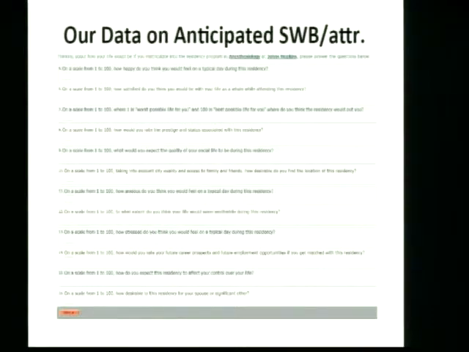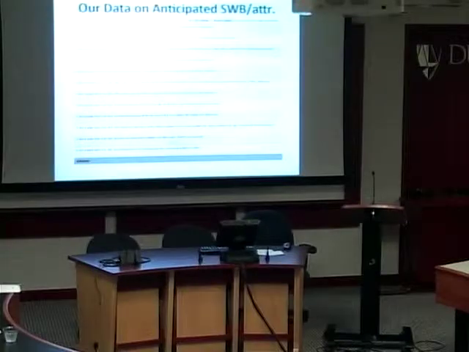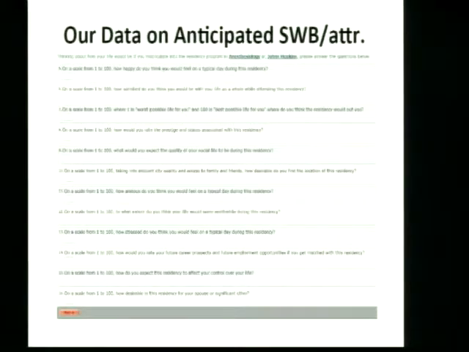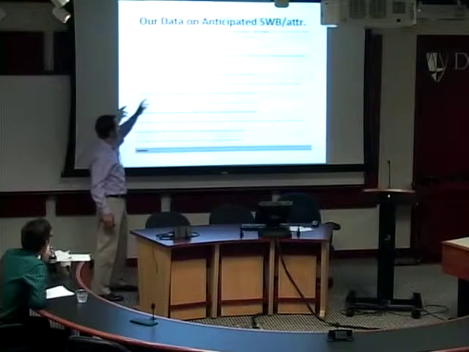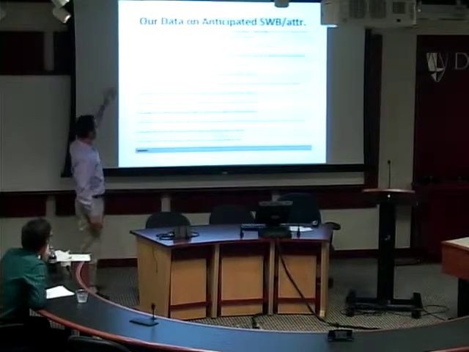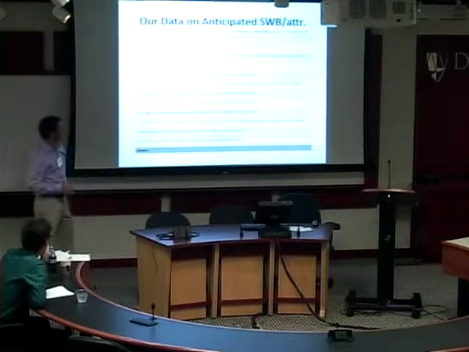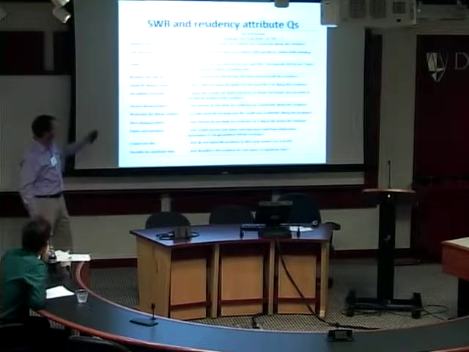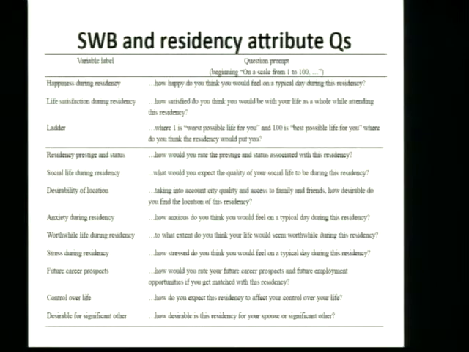see it, but we ask them, for example, thinking about how life would be if you matriculate into the residency program in anesthesiology at Johns Hopkins, please answer the questions below. On a scale from 1 to 100, how happy do you think you would feel on a typical day during this residency? Etc. So what we ask them is three subjective well-being questions.